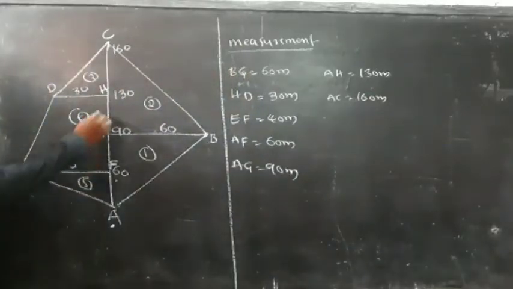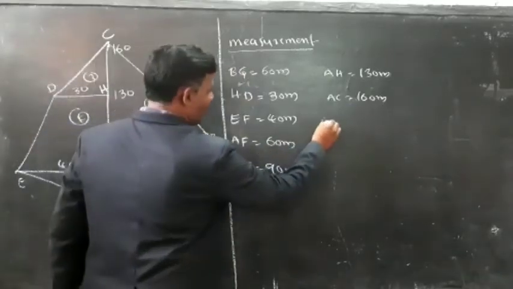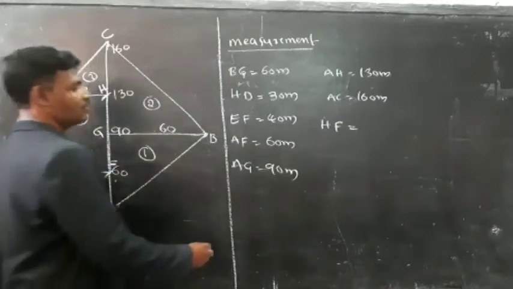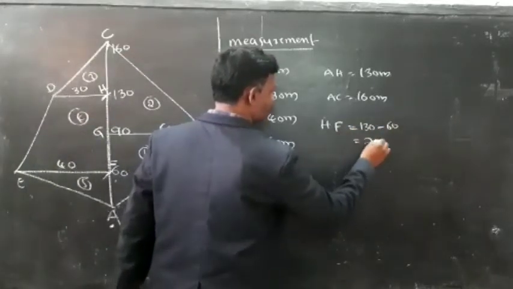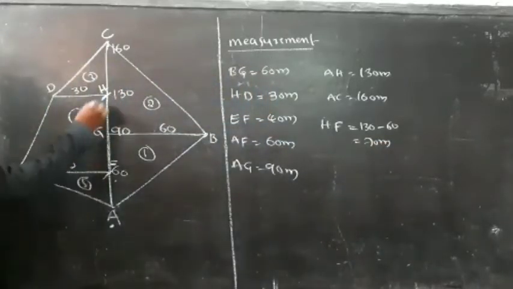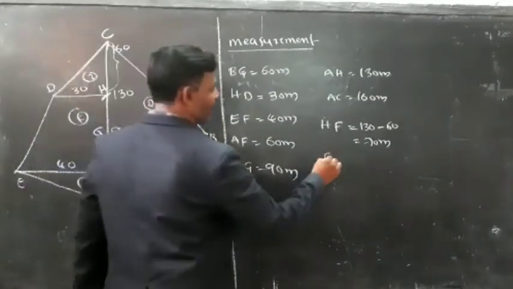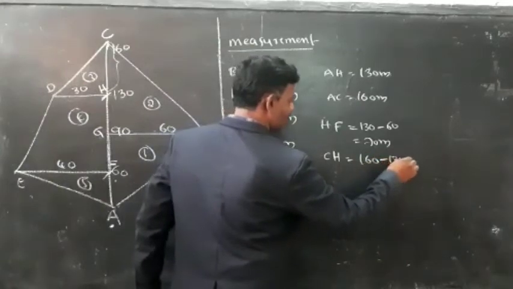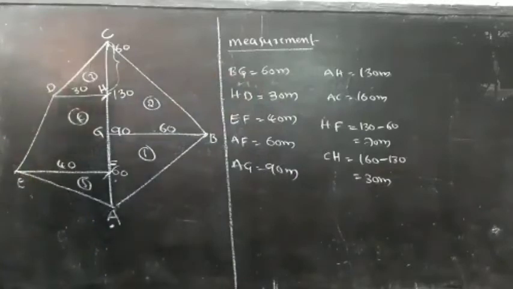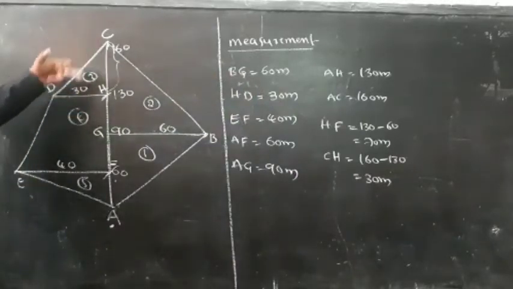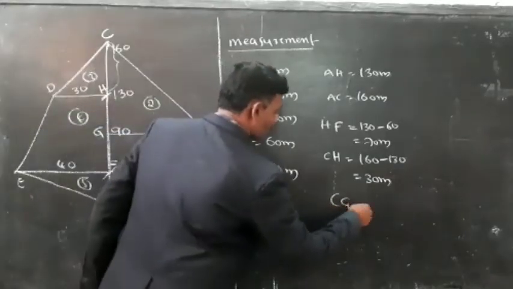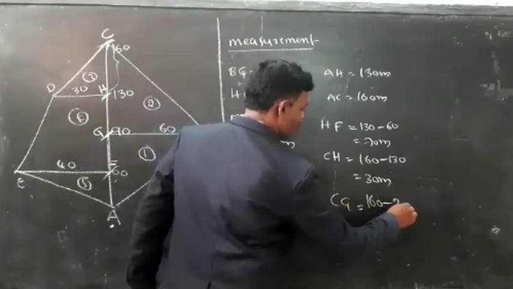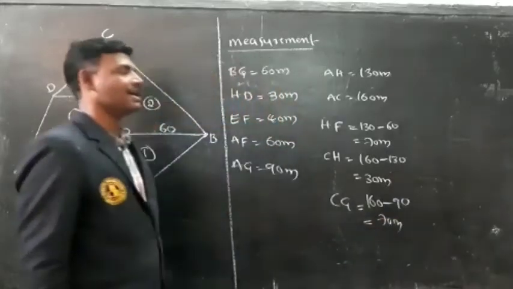Next, see here, the height of the trapezium is HF. Now I need the measurement of HF. Up to here 60 and up to here 130. So 130 minus 60 is equal to 70 meters. Next, this is the height of the triangle: HC. Up to here 160 and up to here 130. 160 minus 130 is equal to 30 meters. Still the remaining, I need CG. CG is a height of the triangle. CG is up to here 90, up to here 160. So 160 minus 90 is equal to 70 meters. So these are the measurements of the given field.